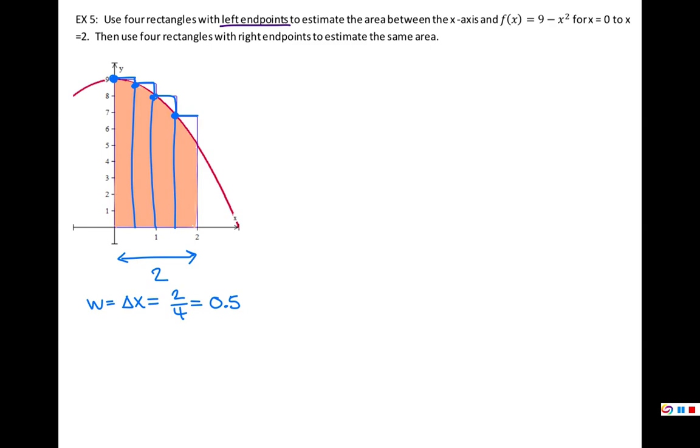And we're going to call that width delta x. Just use delta x, change in x, for width. And so if it wasn't clear to you by your picture that the width is 1/2, another way you could do that is you could say, well, this is a region with a length of 2, from 0 to 2. And then there are 4 rectangles. So I'm going to divide 2 by 4. 2 divided by 4 is 1/2. So 2 units divided into 4 rectangles. Each rectangle has a width of 1/2.